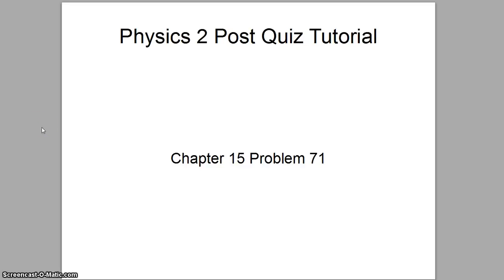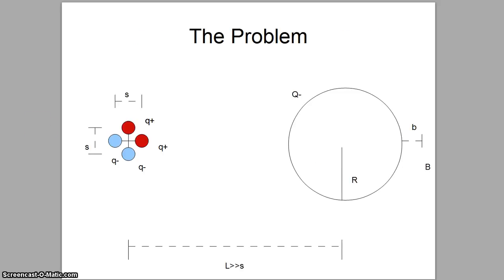Hey guys, this is the Physics 2 post-quiz tutorial, and today we're going to be doing Chapter 15, Problem 71. So let's get started. Here we can see the problem. The problem states that a thin, hollow, spherical plastic shell of radius r, shown here, carries a charge of negative q.